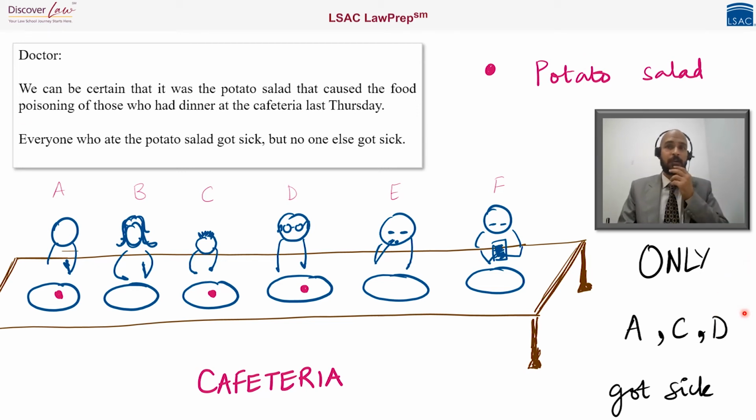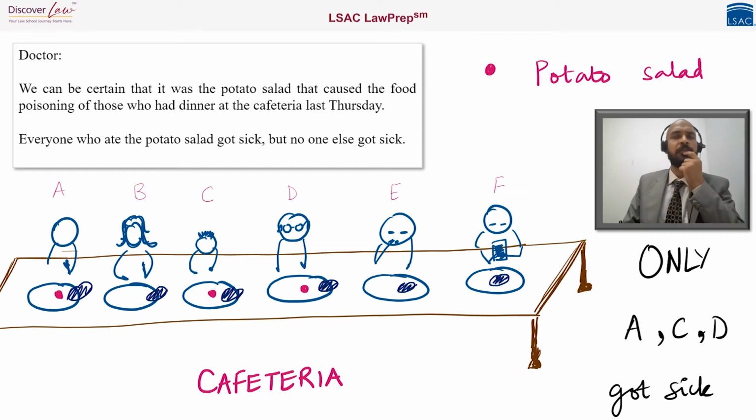Clear? Okay. So maybe let's say all of them had a chapati. Everyone had a chapati. So let's say if everyone had the chapati and only A, D, and E had the potato salad, then definitely the potato salad was responsible, right? But you're looking for the assumption in here. Let me show you how you can identify that.